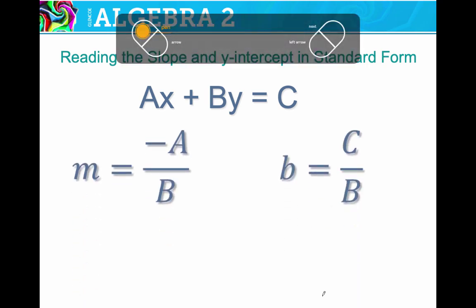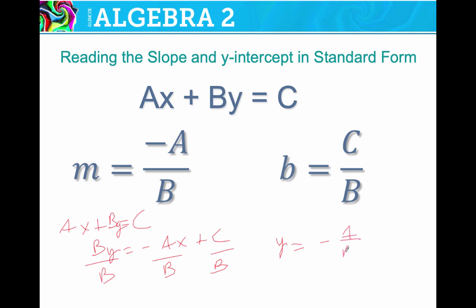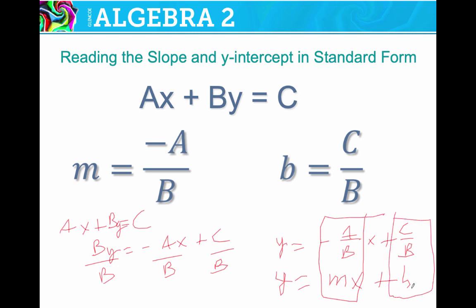So if you manipulated this around, if I solved ax plus by equals c for y, I'd subtract the ax, and I would divide by b, and then you can pick this whole thing apart. Negative a over b x plus c over b. So you can find y equals mx plus b right here. That's what's called reading the slope-intercept. Negative a over b gives you the slope. C over b gives you the y-intercept.